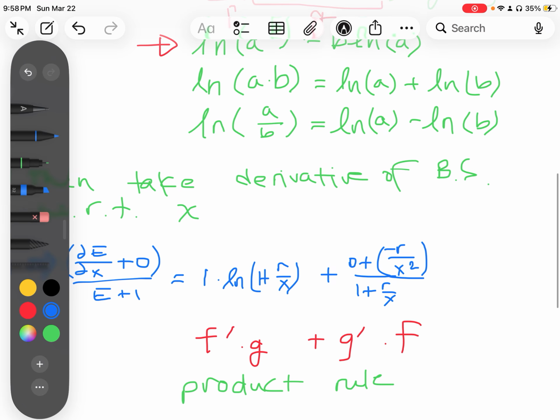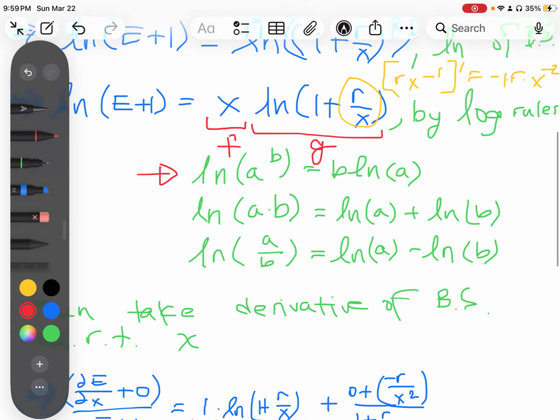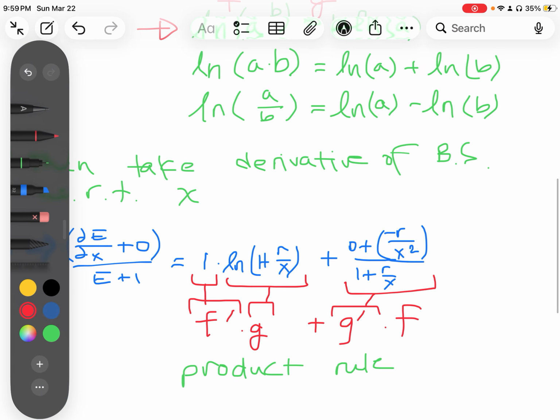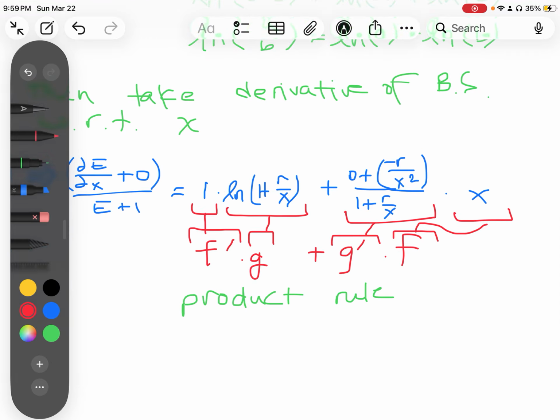And let's just simplify it a little bit more. This is f. This part is this part. This is g prime here. And then what is f? F is, the last part was x. So we have to multiply this by x right here. So that's the product rule. Okay. So now we just have to simplify everything.